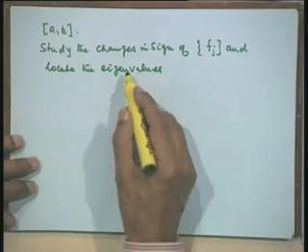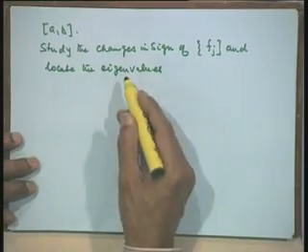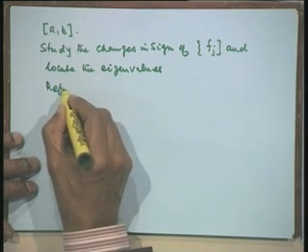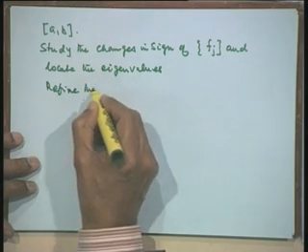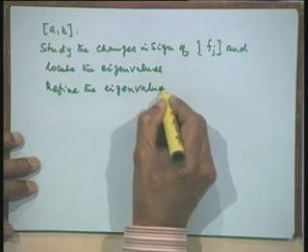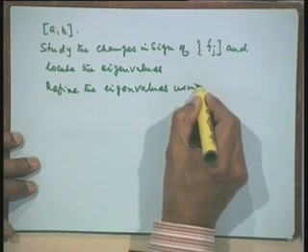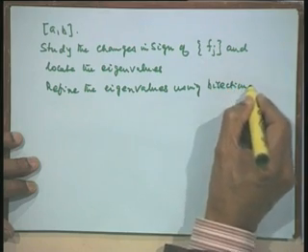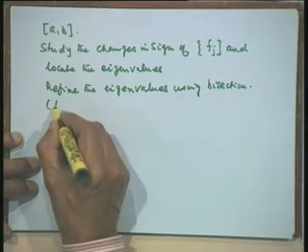Now, we shall use bisection to refine these eigenvalues to the required accuracy. Refine the eigenvalues using bisection, obviously to the required accuracy.